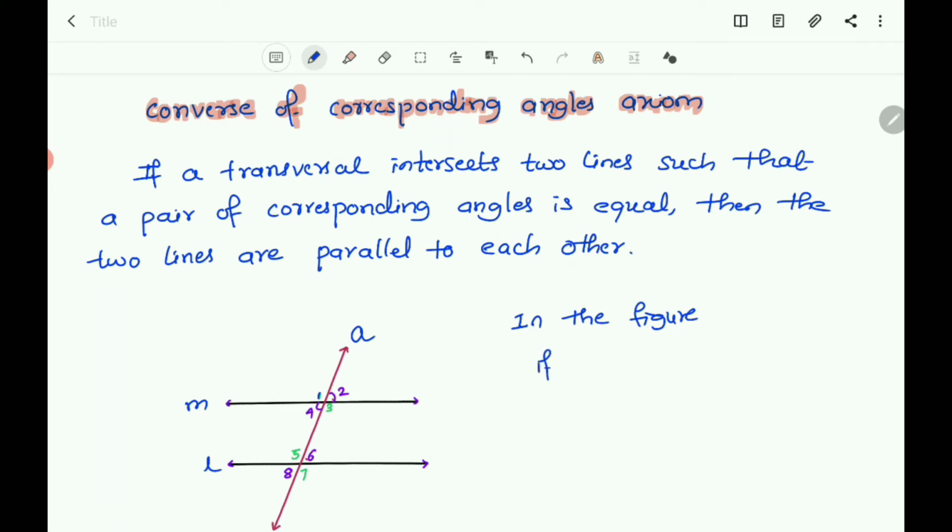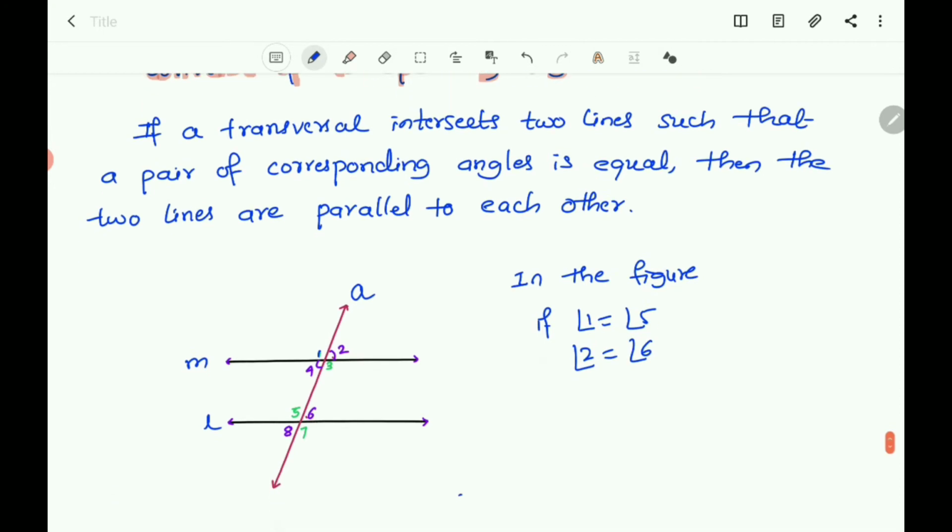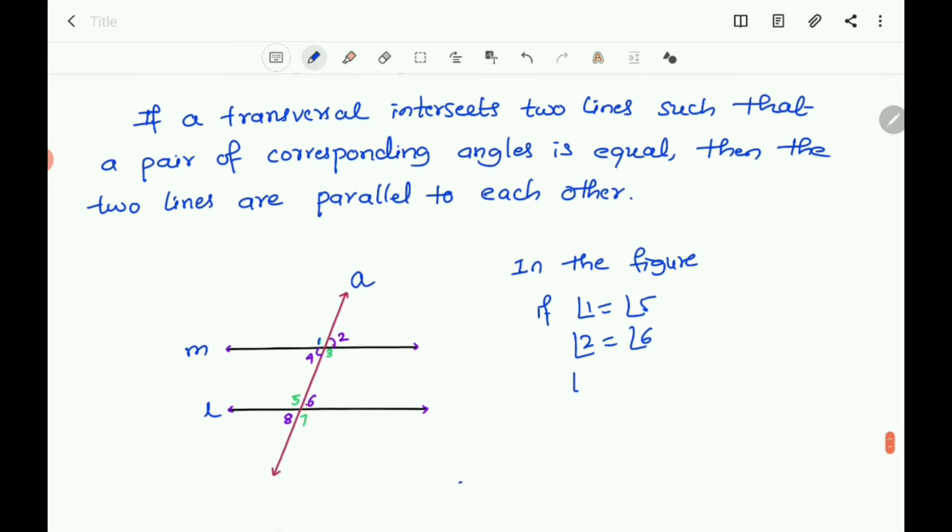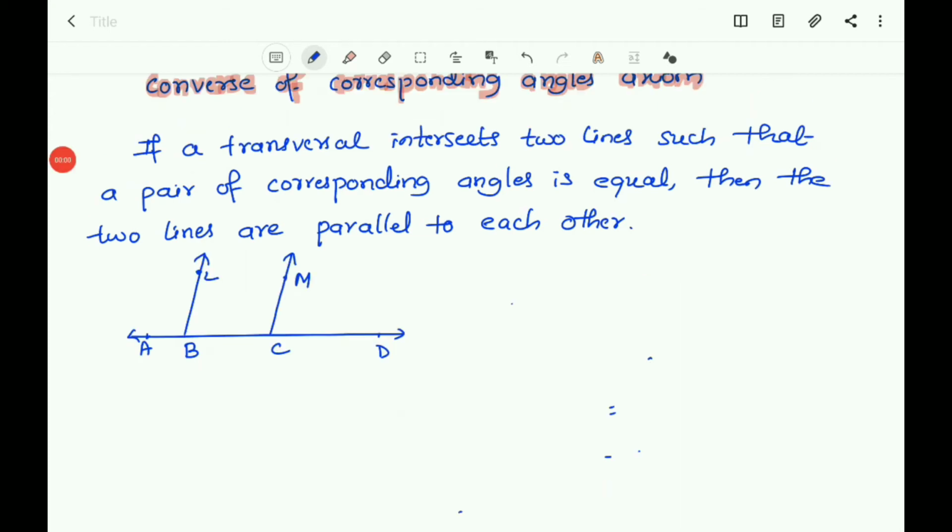if we measure all the angles, if angle 1 is equal to angle 5, one pair is enough here, and angle 2 is equal to angle 6, and angle 4 is equal to angle 8, angle 3 is equal to angle 7. To verify this, you do an activity.